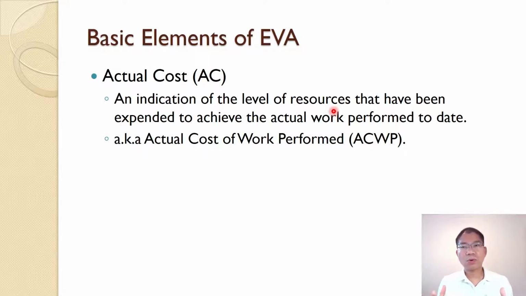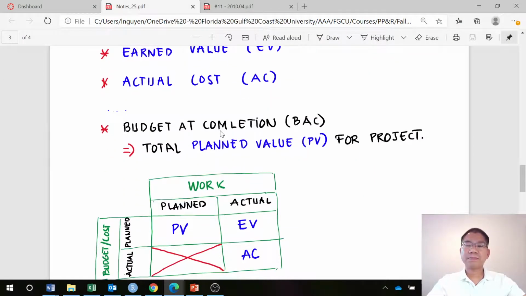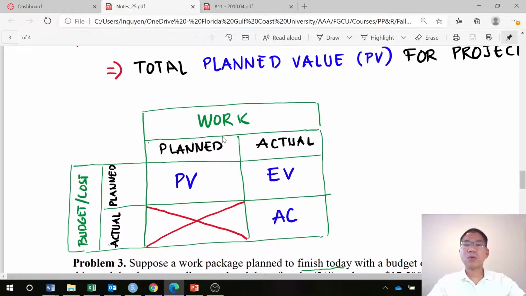It's still abstract. Let me go back to the note that I have, something that is very easy to remember and apply. So now we talk about the three elements, PV, EV, and AC. Then we have two things that we need to consider: the work and the budget or the cost. In the work, we can have planned or actual. In the budget or cost, it's planned or actual.